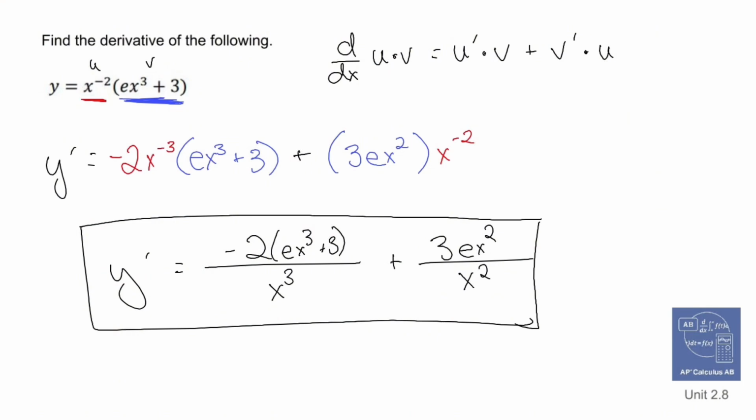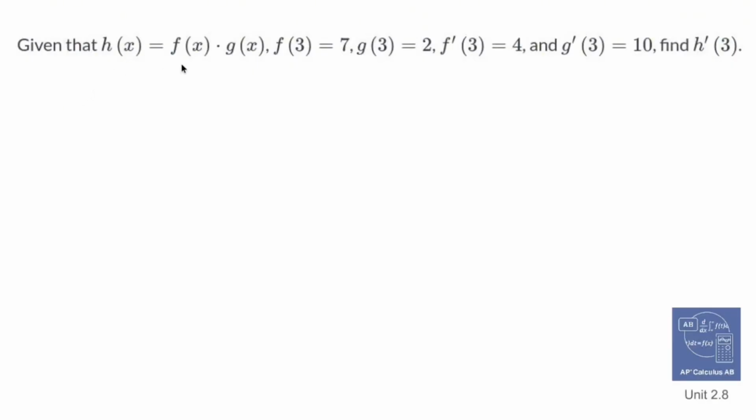Fun stuff. Given that h of x equals f of x times g of x, f of 3 is 7, g of 3 is 2, f prime of 3 is 4, and g prime of 3 is 10, find h prime of 3. All right, well, we have all of these f of 3's, g of 3's, f prime of 3's, and we're basically being told, hey, look, product rule, let's be cute with it. Okay, well, product rule in its general form says this, and I'm going to use the actual form. If you watched all of my videos, I like to use u's and v's, but since they're giving me the f's and g's, I'm going to keep it that way.